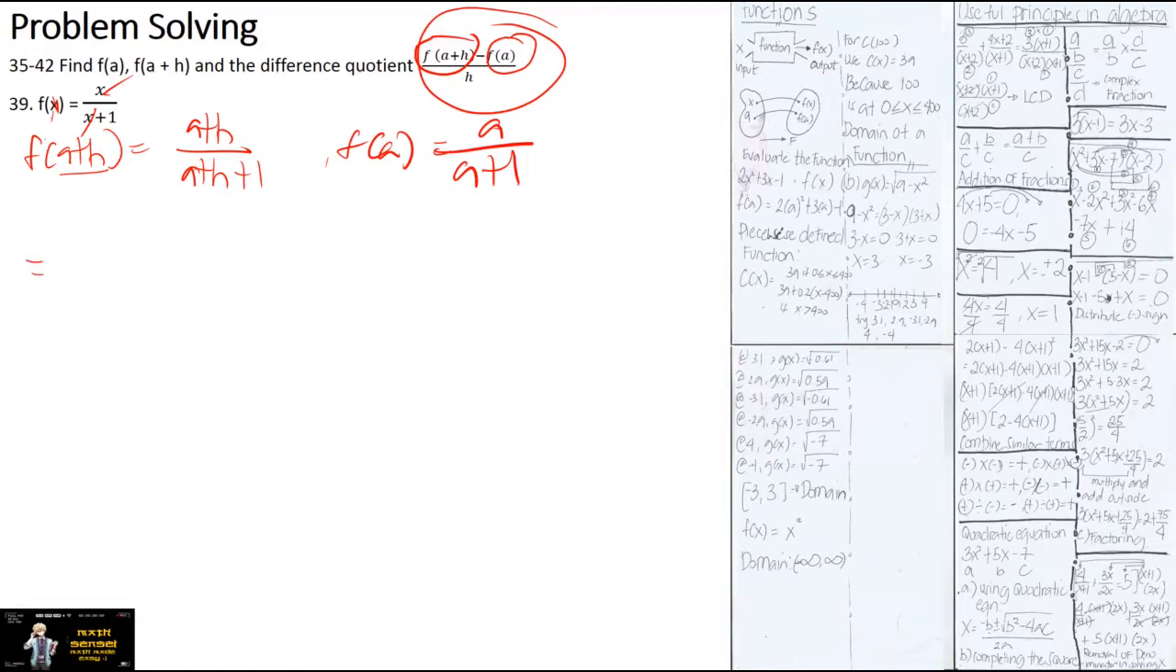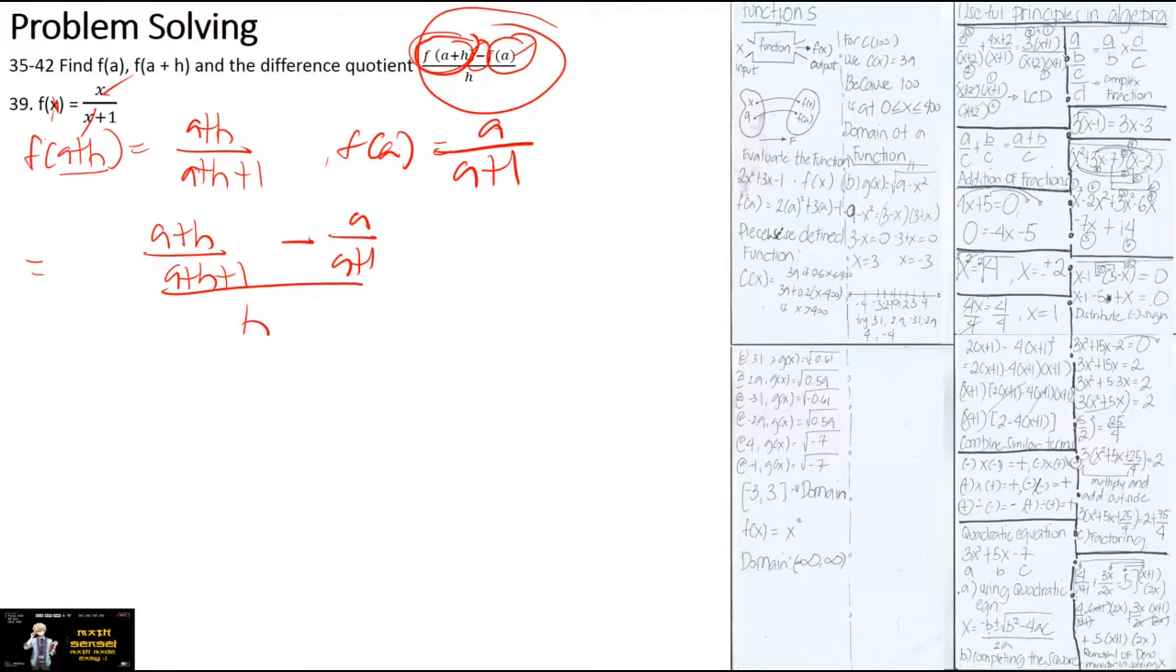So, substituting all of this, ito muna tayo, f of a plus h, so that will be a plus h over a plus h plus 1. Minus, dahil may minus eh, f of a, so ito yun, a plus 1 over h. Sabi ko, kung hindi makahanap ng LCD, yan yung sabi ko dati. Una, multiply lang natin, no?